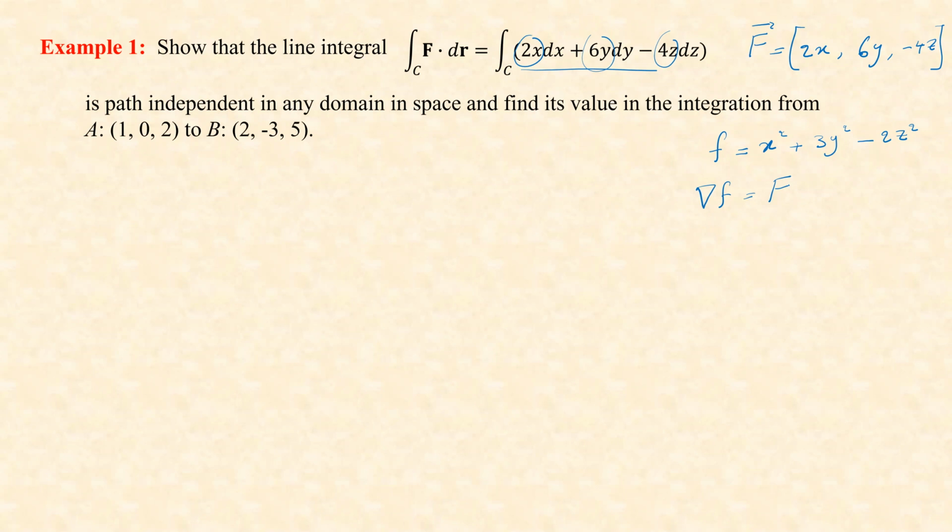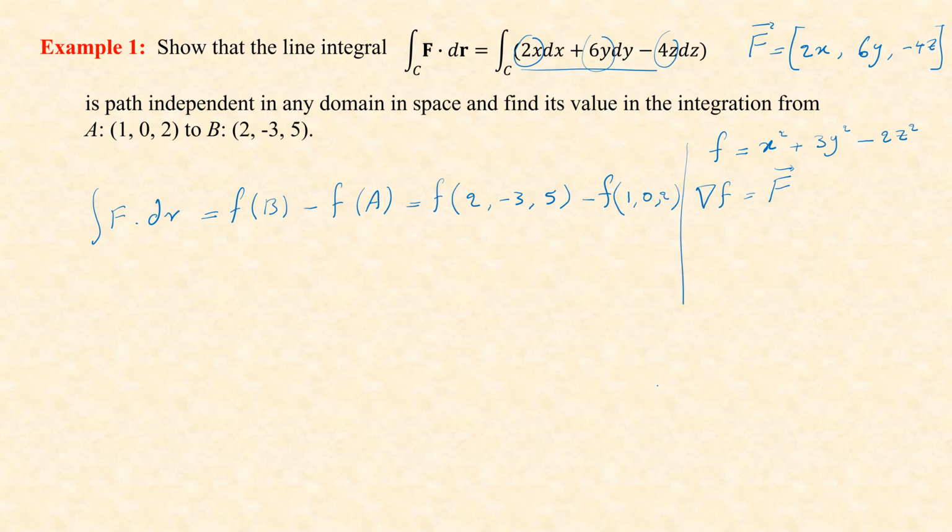So now that we know there's a scalar function whose gradient is this F, we can say the integral of F dot dr is equal to this lowercase f evaluated at point B minus f evaluated at point A. B is 2, negative 3, and 5, minus f of 1, 0, and 2. So we can calculate that.